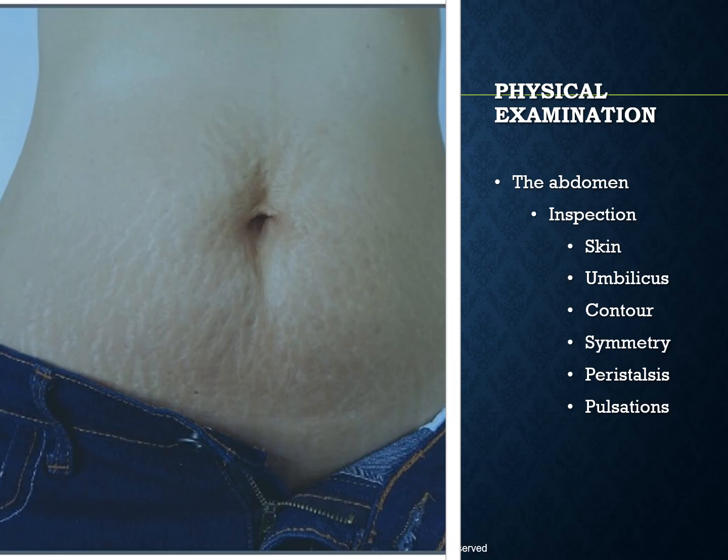Upon inspection, you will observe the skin for color, any lesions, scars, and the area around the umbilicus. You will look for any bulges or asymmetry. You will note if any peristalsis is present, which are the rhythmic wave-like movements that push food down. You will stoop down and look at the abdomen from the side to see if any pulsations are present. One normal finding is a slight pulsation that may be reflective of the patient's heartbeat.